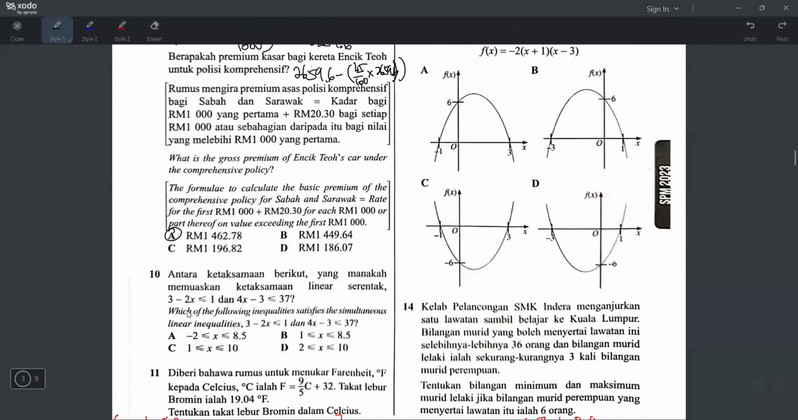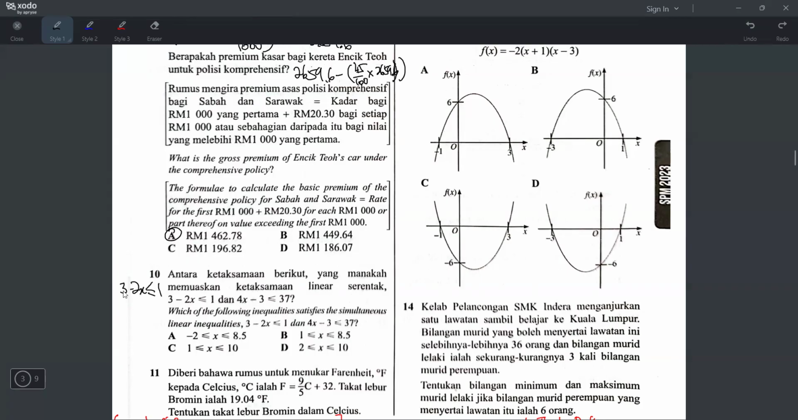Number 10. Which of the following inequalities satisfy the simultaneous linear inequality 3 minus 2x smaller or equals 1, 4x minus 3 smaller equals 37. So I think I have to solve for x. Okay, I have to solve for x first. Kena cari x dulu. So the first one, 3 minus 2x smaller or equals 1.